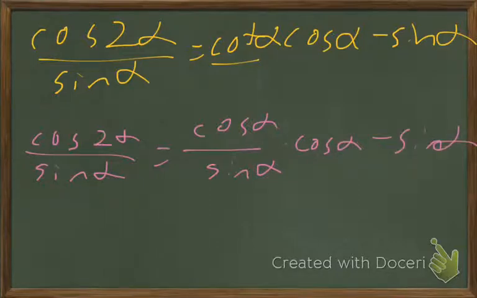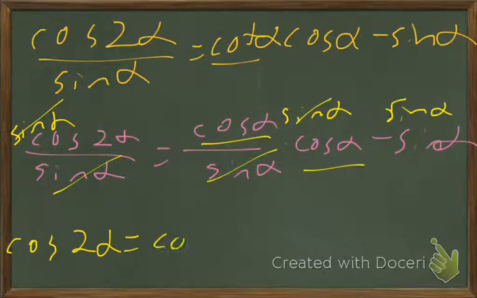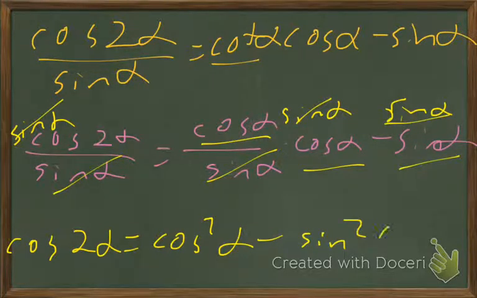Okay. Next thing I want to do is multiply everything by sine alpha. So sine alpha, sine alpha, sine alpha. Okay. This guy and this guy cancel. This guy and this guy cancel. So we end up with cosine of 2 alpha equals cosine alpha times cosine alpha is cosine squared alpha minus sine alpha and sine alpha is sine squared alpha. That's theta, I want alpha.